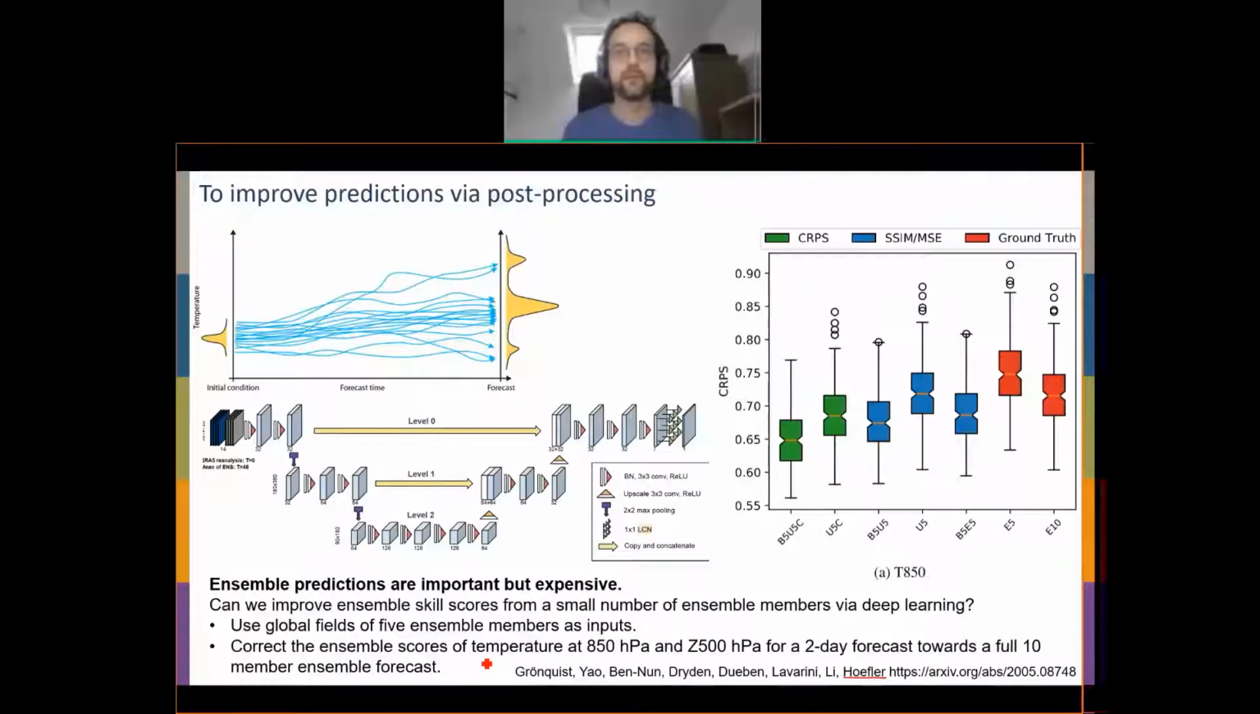850 hectopascal, but also for Z500. What you see on the right here is a CRPS, the continuous ranked probability score. The lower the better. You see the results for a 5-member ensemble here in red and a 10-member ensemble. The 10-member ensemble is better than the 5-member ensemble, as you would expect. And if you now look into 5 different solutions for the neural networks in green and blue, you will see that they're not only lower than the 5-member ensemble, but even lower than the 10-member ensemble, because we did not only correct for the spread, but also for the bias.